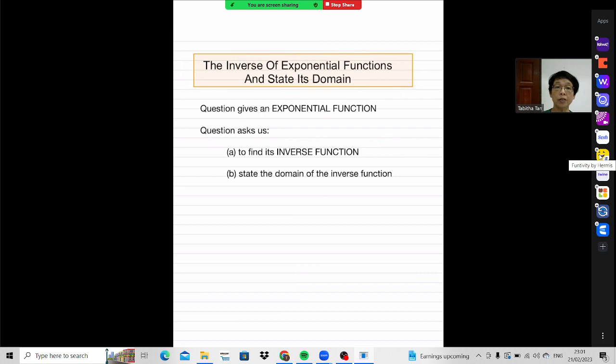To find the inverse of an exponential function, and then go on to state what are the allowable inputs, or x values, or the domain of the inverse. And at the back of the video, I'm going to provide us with additional information that relates some kind of beautiful relation between a function and its inverse. So stay tuned and let's go on to tackle the A and B.